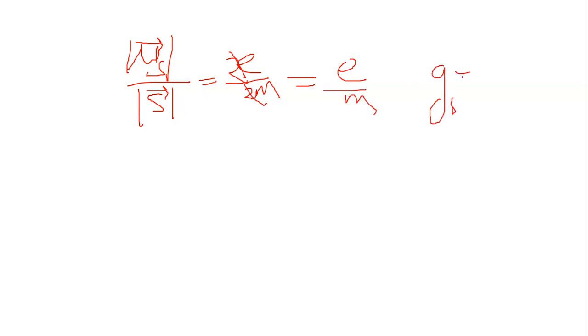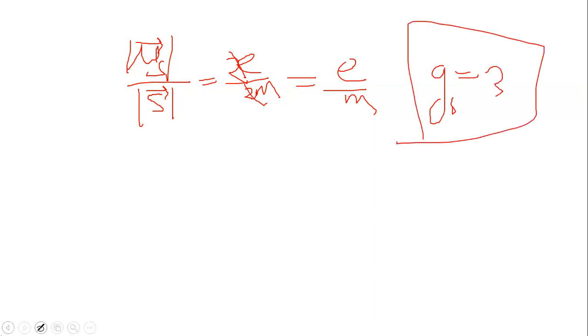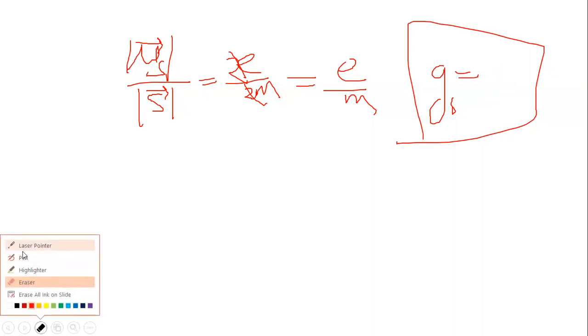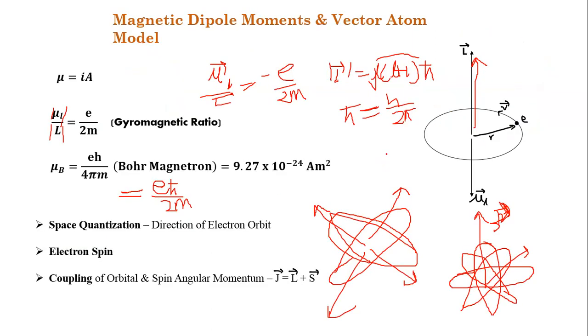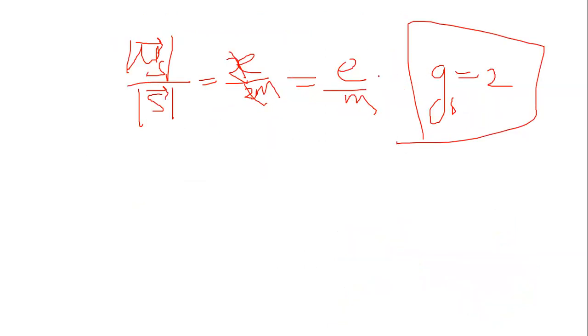Here gs is the g factor, and the value of the g factor is 2 for spin. However, as you can see, the value of g for orbital angular momentum is 1. So mu l by l is minus e by 2m, but mu s by s is e by m, and other rules are also the same.